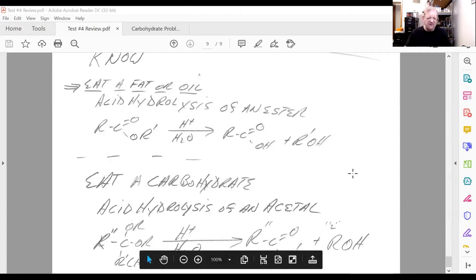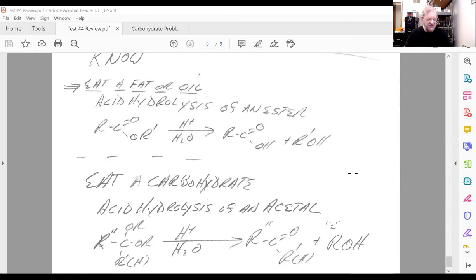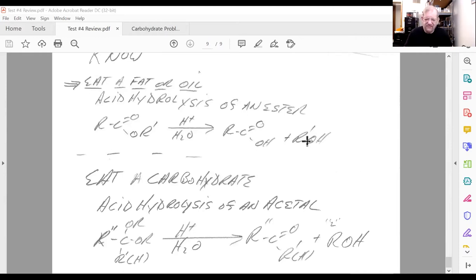And for test number two, as soon as it disappears, there it goes. If you have an acetal reacted with acid and water, you get back the aldehyde or ketone you would have used to get that acetal or ketal, plus the alcohol. If you want to put two there, you can. You don't have to.